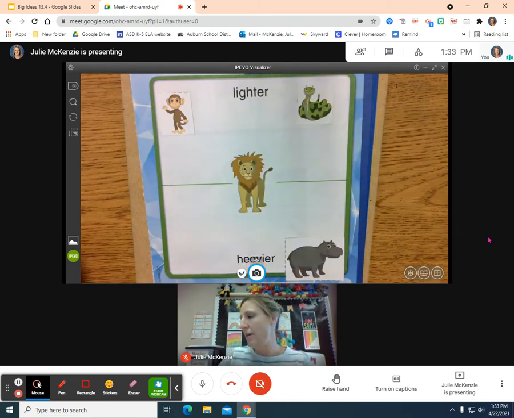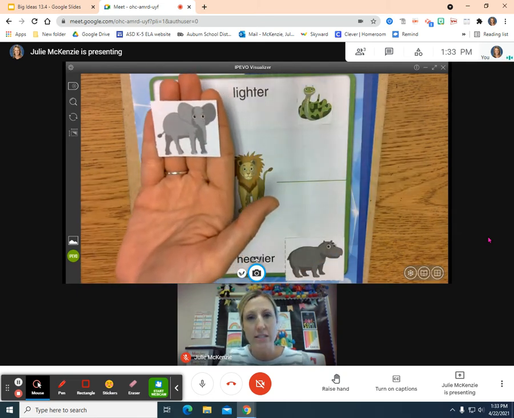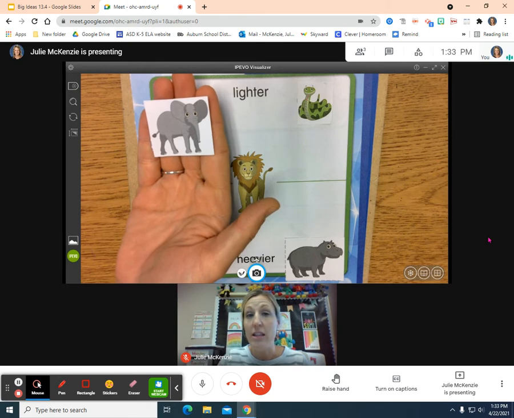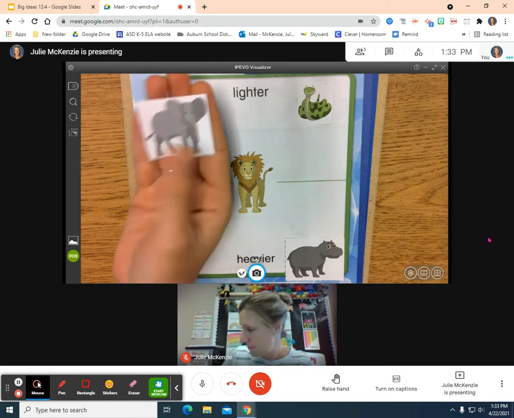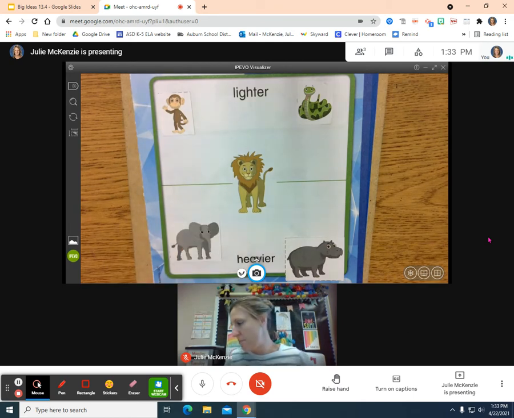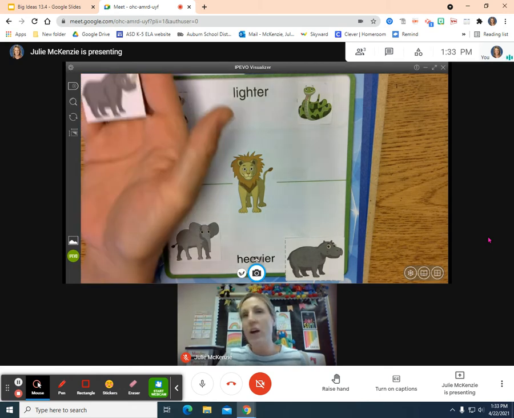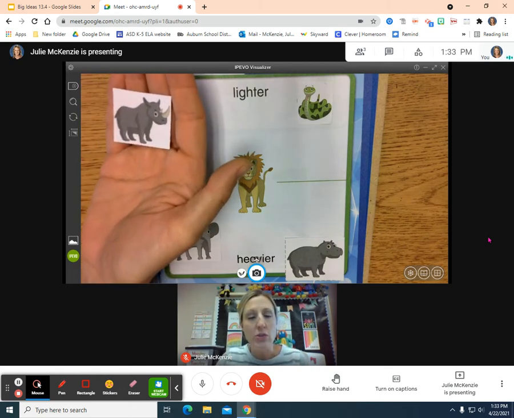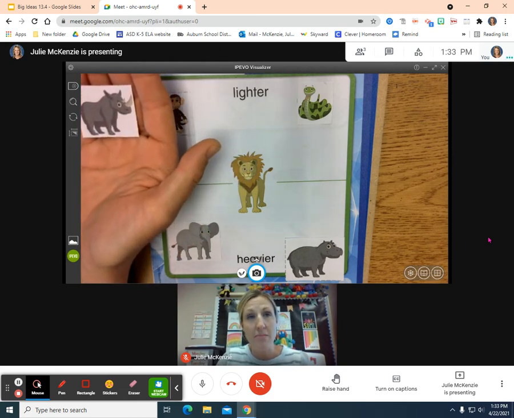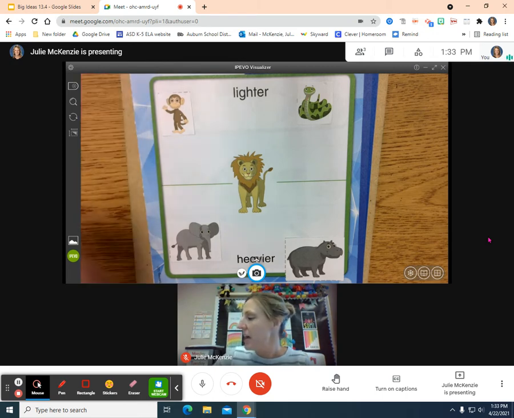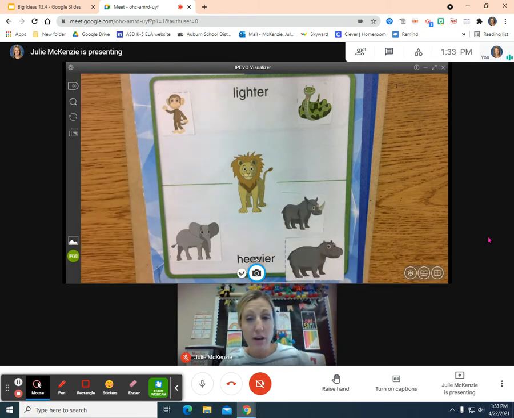All right, what about this guy? An elephant. Is an elephant lighter than a lion or heavier than a lion? It's heavier than a lion. It's a big, big, big, heavy animal. Much bigger and heavier than a lion. What about a rhinoceros? Is a rhinoceros heavier than a lion or lighter than a lion? It is heavier than a lion. It is much bigger, so we know it's heavier.